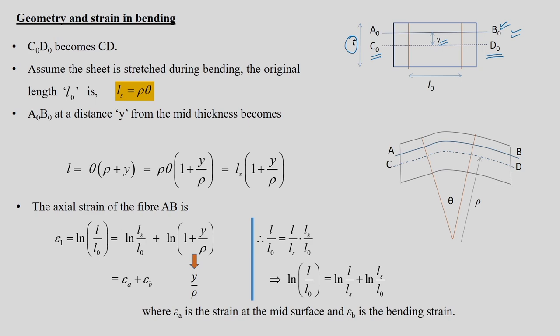So, we are picking up two locations, one is C naught, D naught, which is at the center middle, and A naught, B naught, which is at y distance from the middle. And you are picking up a section in the sheet with an original length of L naught. You can imagine that this is T, which means this is T by 2 and this is T by 2. Now this sheet is bent here. The bent sheet is drawn like this, and as usual you have a bend angle of theta with radius of curvature rho, and you will see that C naught, D naught becomes CD, and A naught, B naught becomes AB.